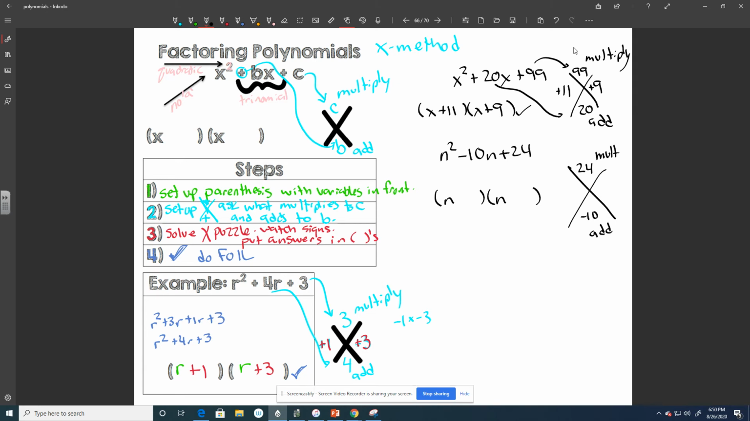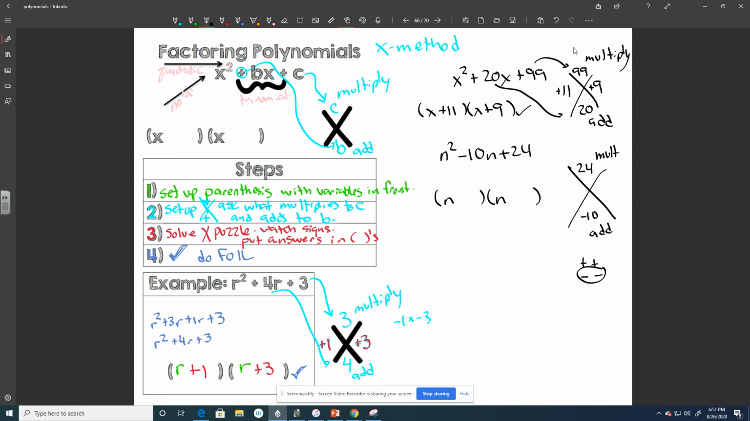So we're looking for two numbers that multiply to a positive, but when you add them together, you get a negative. Two numbers that multiply to a positive: you have two options. Either they're both positive or they're both negative. And if my numbers are adding up to be negative 10, then both of my numbers are going to be negative when they multiply to be 24.